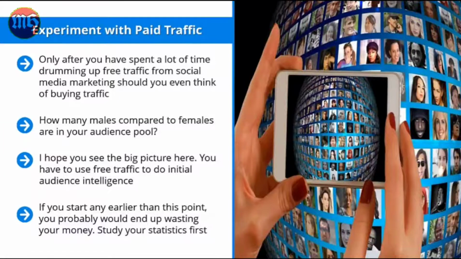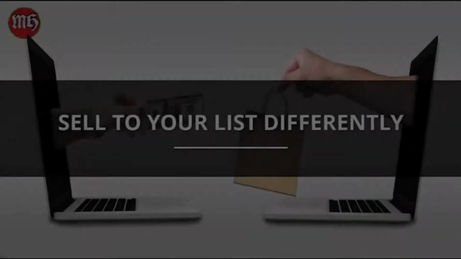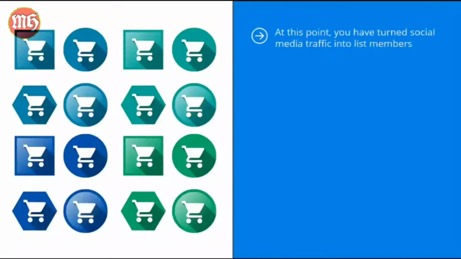Study your statistics first. Pay close attention to audience patterns. Take out ads based on these patterns. Sell to your list differently. At this point, you have turned social media traffic into list members. Congratulate yourself. You've managed to do something the vast majority of social media marketers cannot do, or, worse yet, don't even think about doing. It's quite an accomplishment.